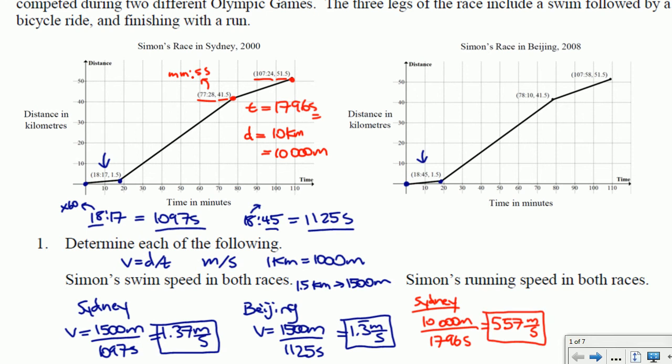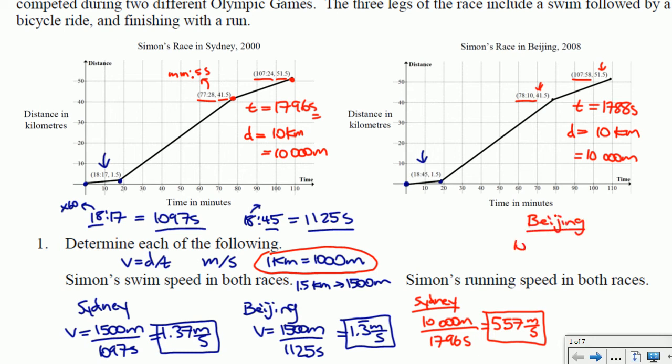And looking at his race in Beijing, 78 minutes 10 seconds to 107 minutes 58 seconds would be an equivalent time total in seconds of 1,788 seconds. And again, if we're going from 41.5 to 51.5, that distance is 10 kilometers. And given our conversion here, 1 kilometer equals 1,000 meters, that's equivalent to 10,000 meters again. So now we can calculate his speed in Beijing. It would be given by 10,000 meters divided by 1,788 seconds, which gives us a speed of 5.59 meters per second.